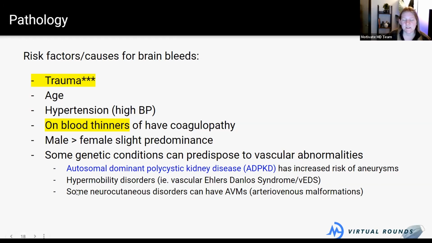And then lastly, some neurocutaneous disorders can cause increased risk of arteriovenous malformations. It's kind of a spectrum, but you can have veins that closely connect with your arteries, and they have this really high pressure system going into your veins, but they're not supposed to do that. Or if you just have structural problems with the vasculature in your brain, that can certainly also be a risk factor for brain bleeds.